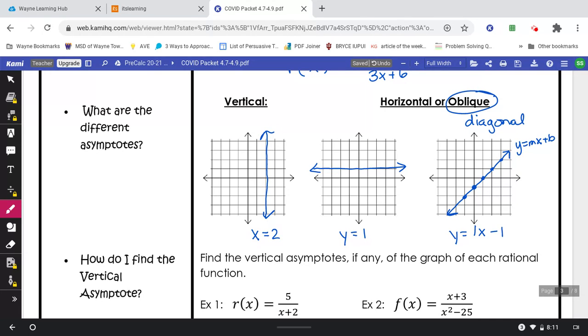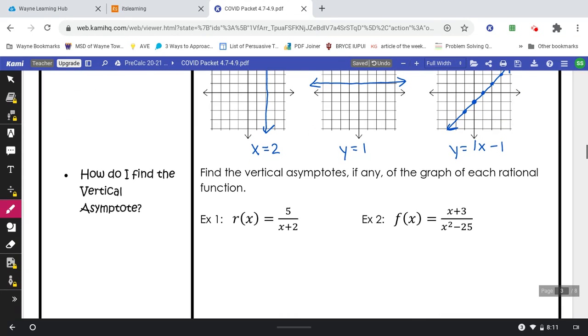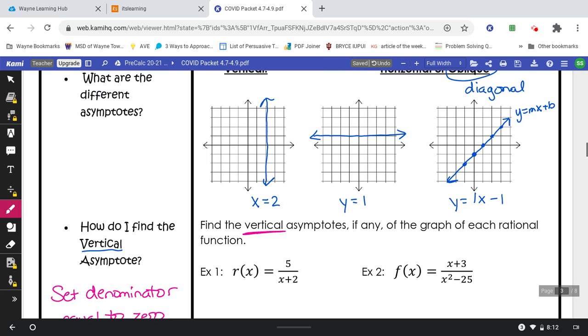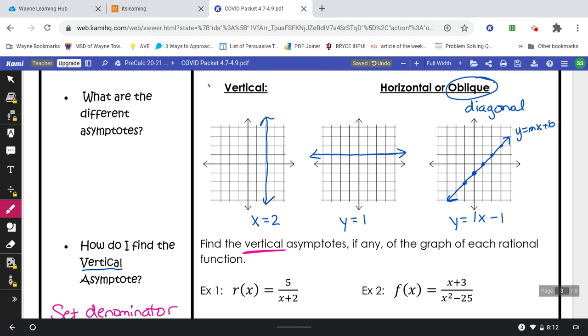Okay, so first we're just going to focus on our vertical asymptotes in this first section. In order to find a vertical asymptote, we need to set the denominator equal to 0, and you solve it out. So notice your directions, find the vertical asymptote. We are not talking about horizontal or oblique yet, just focusing on our vertical.